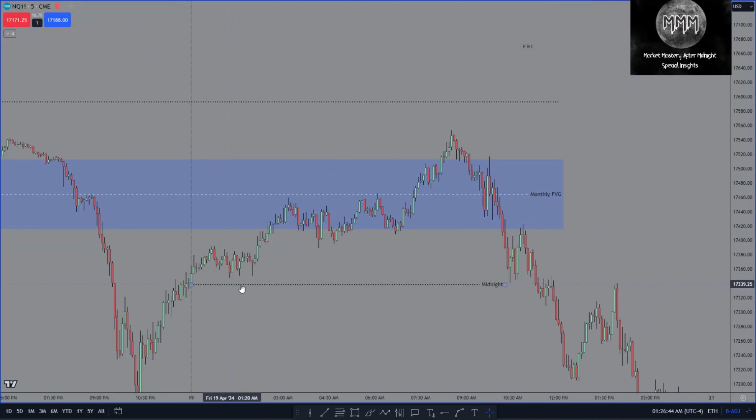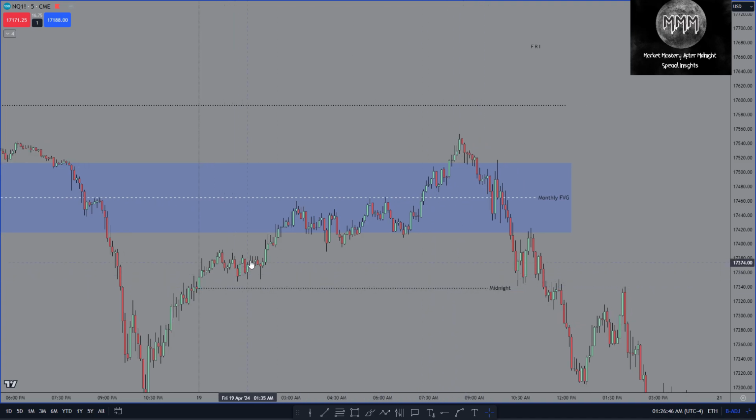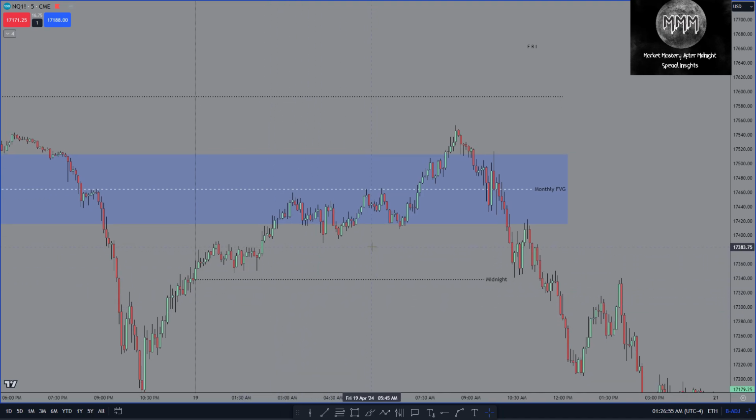So let's look at midnight price here. You can see we just had one move straight away from midnight price. We had no real manipulation under midnight price, okay? So when you see that, you can anticipate the move that's happening now to be the manipulation, okay? And to have a move back to midnight price, okay?